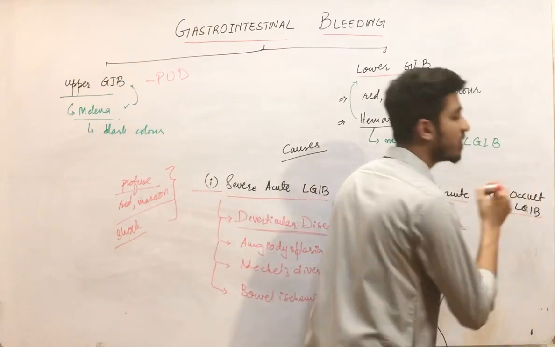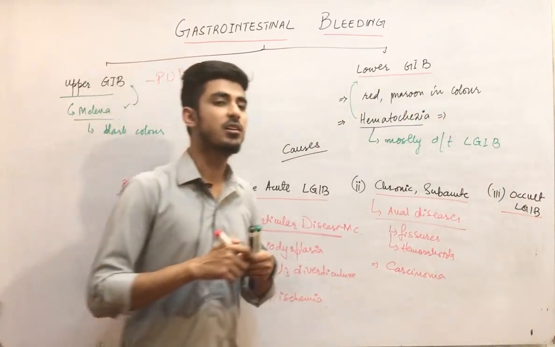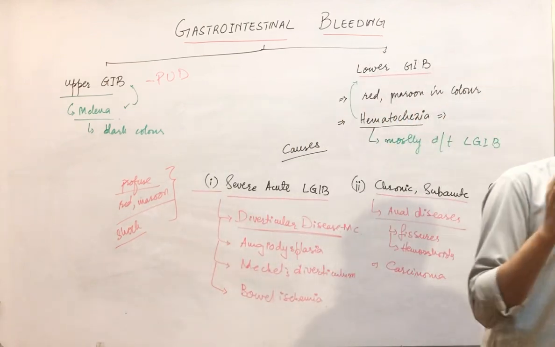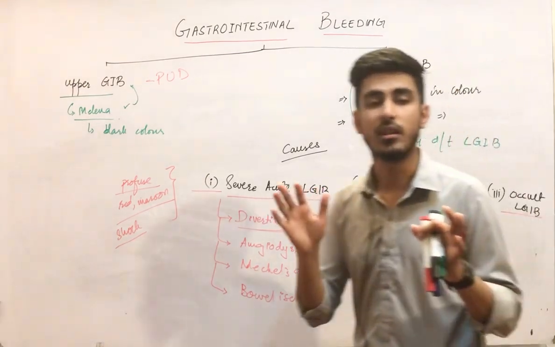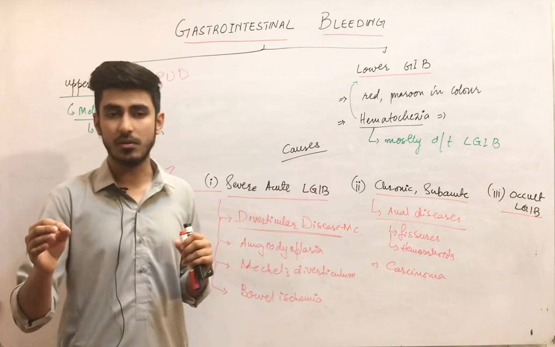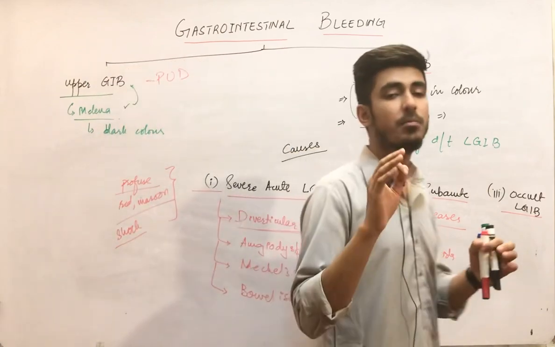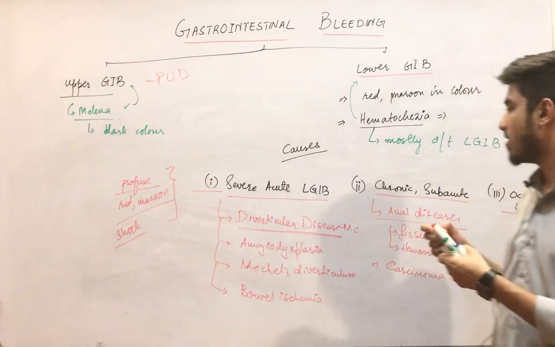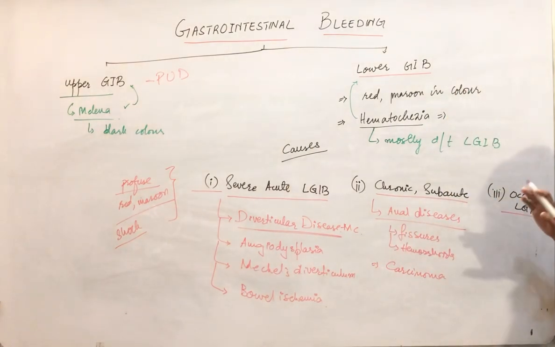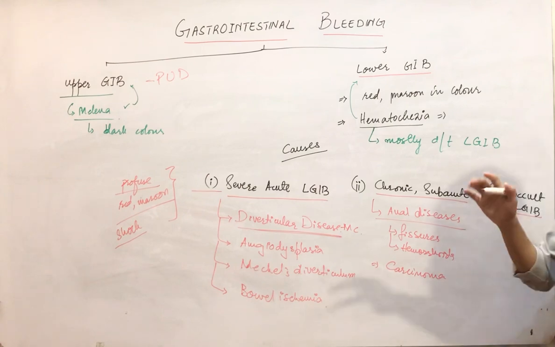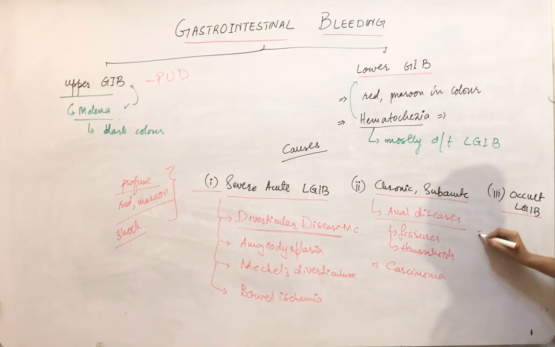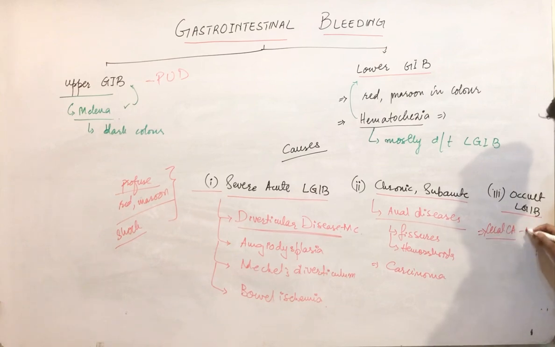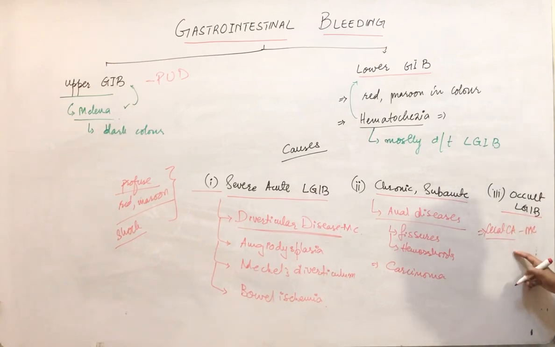Now what is occult lower GI bleeding? Occult lower GI bleeding means the blood is not seen with the naked eye in the rectum. You can say there is no bleeding per rectum, there is no blood seen with the naked eye, but on microscopy you can see the blood, and blood breakdown products are seen on microscopy. So the meaning of occult lower GI bleeding is that the blood is not visible by the naked eye, but it is seen on the microscope. The most common cause of occult lower GI bleeding is cecal carcinoma. Remember this thing. Most common cause is cecal carcinoma.